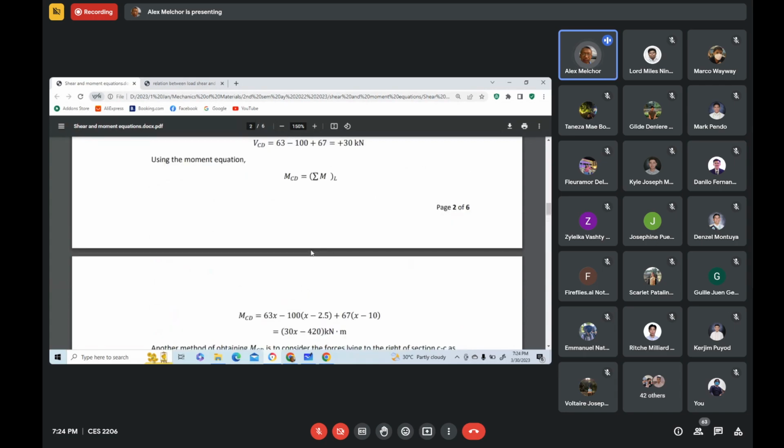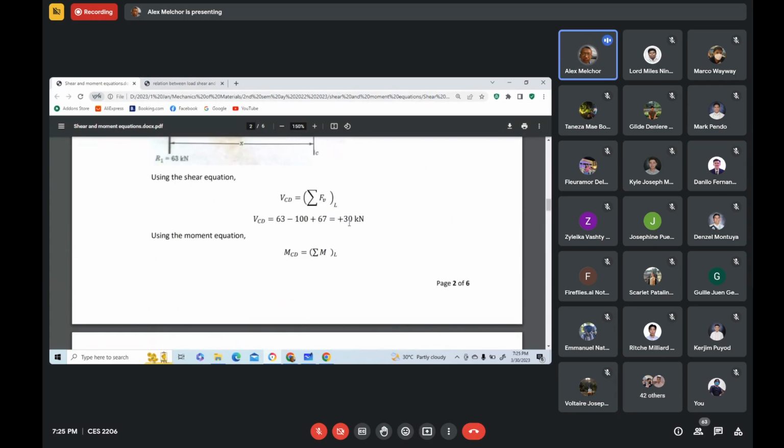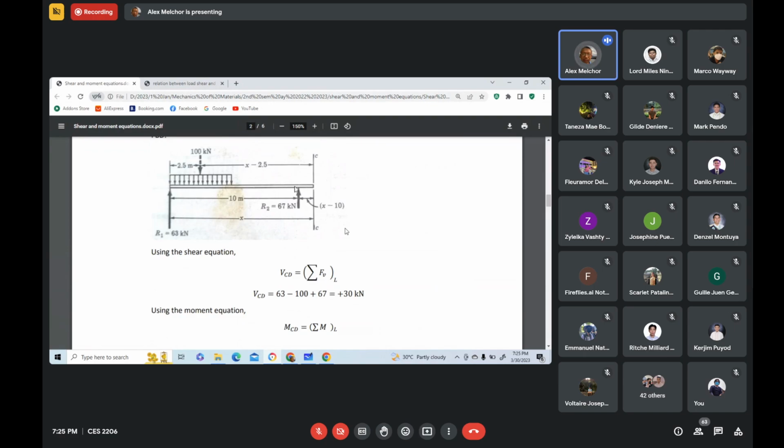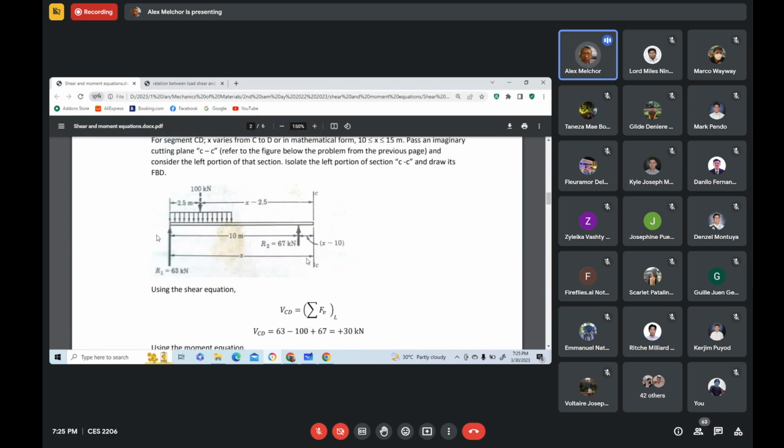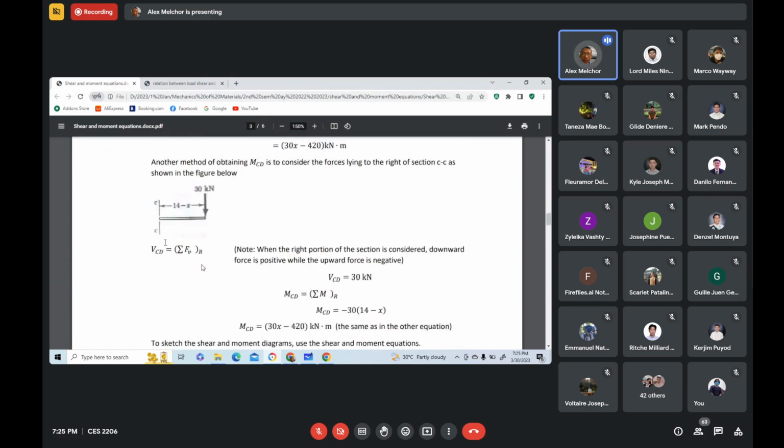If you compare that in here, we have also positive 30 when we consider the left portion of the section. Here there are how many terms to the right side? We have 1, 2, 3, since there are three forces acting to the left, while in here, we have only one force acting to the right. So you can right away write that shear equation. So we have positive 30 kN.